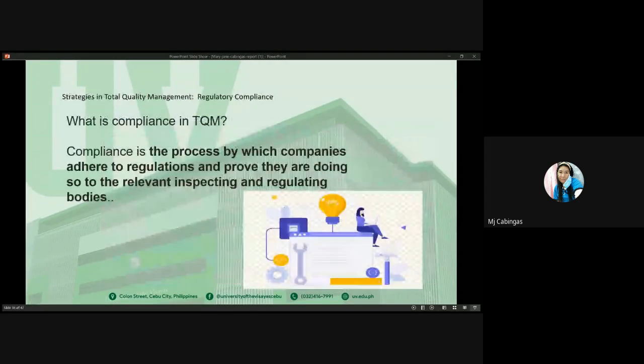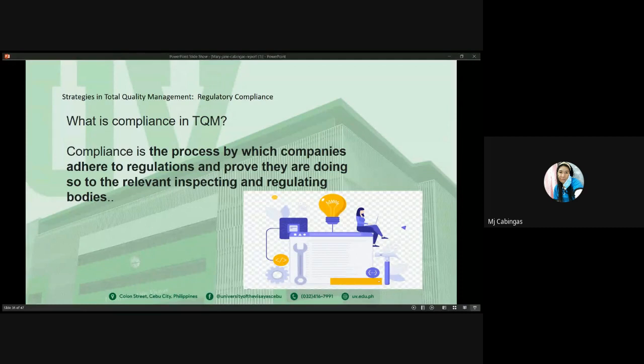So the next one is regulatory compliance. So what is compliance in TQM? Compliance is a process by which companies adhere to regulations and prove they are doing so to the relevant inspecting and regulating bodies.